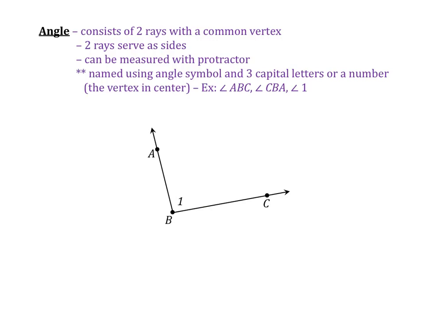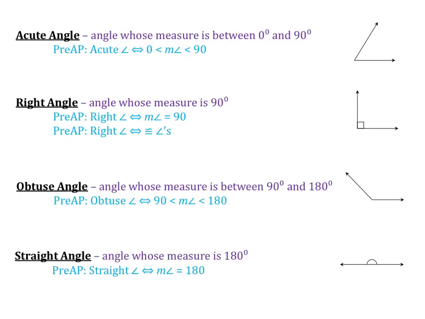There are a few ways to name an angle. The first is using its letters. So in this case, ABC or CBA. Note that both times I put my vertex point, point B, in the center. We can also name angles using a number. So right here we have a 1 at our vertex. So we could call this angle, angle 1.